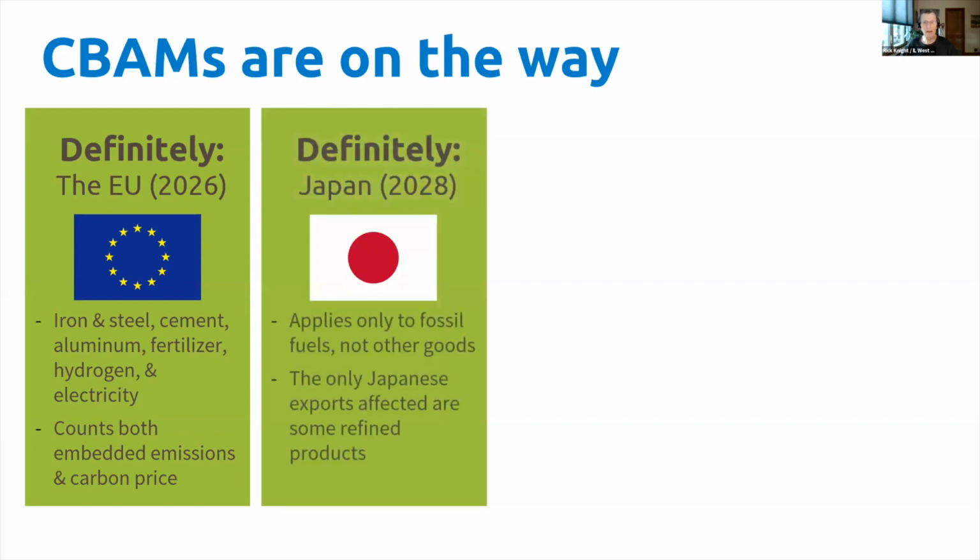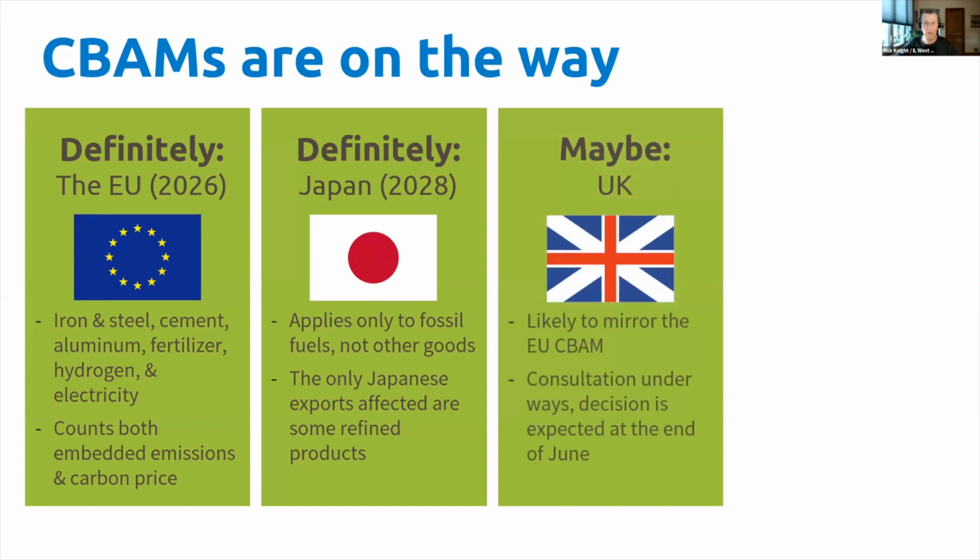Now, Japan is also implementing a kind of CBAM, but it applies only to fossil fuels, of which Japan exports just a little, just some refined petroleum products and not manufactured products like steel. The UK has just completed consultation, that's the word they use in Parliament, on a CBAM which would be similar in design to the EU version. As of today, it's not yet clear how and when they're going to implement it, but it's very likely they will move ahead. And the UK is a significant trading partner for the US.